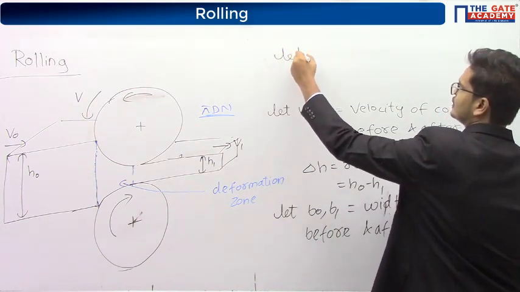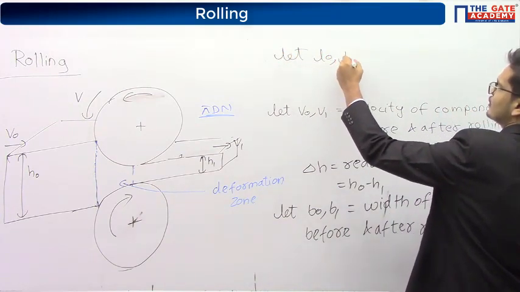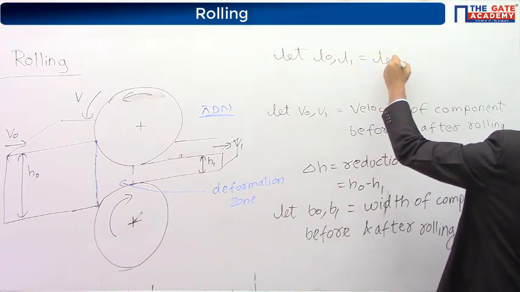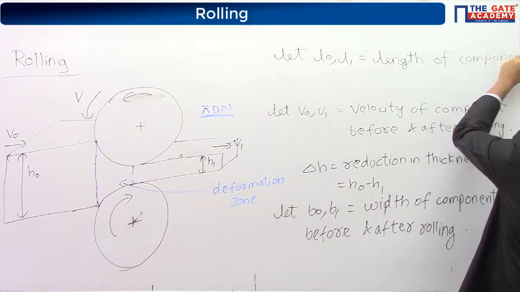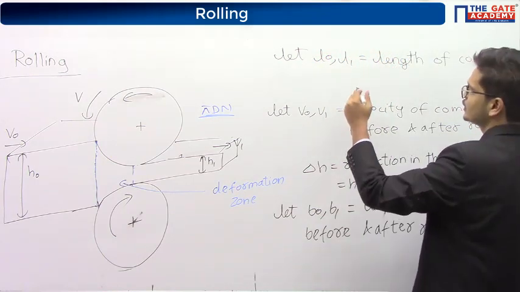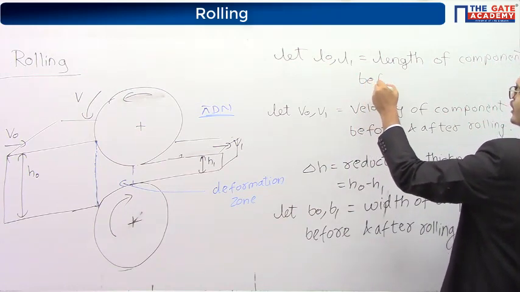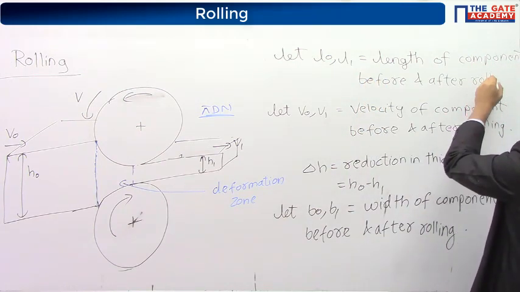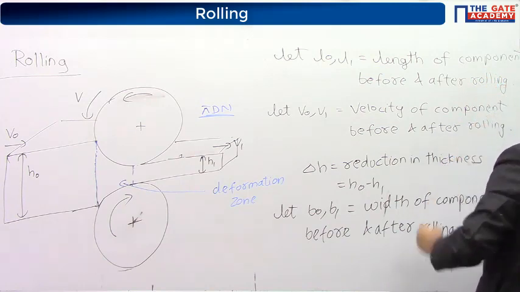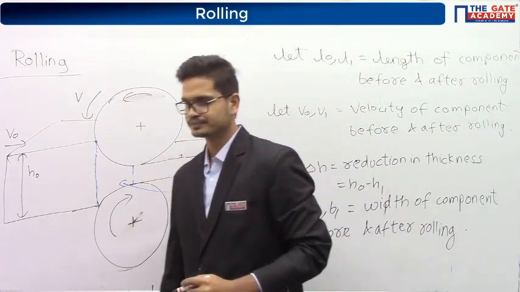Let L0, L1 be the length of the component before and after rolling.